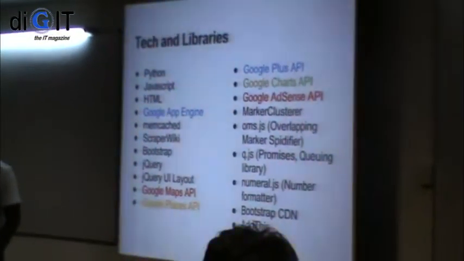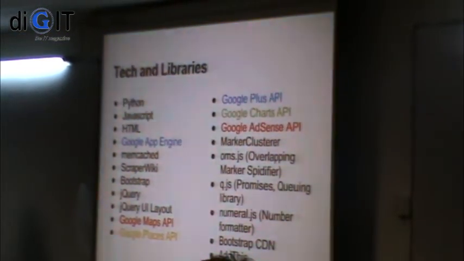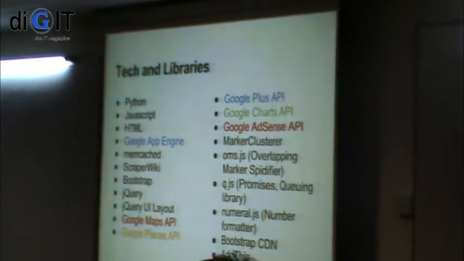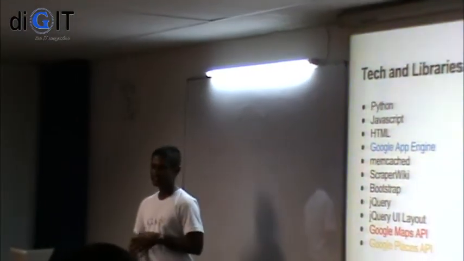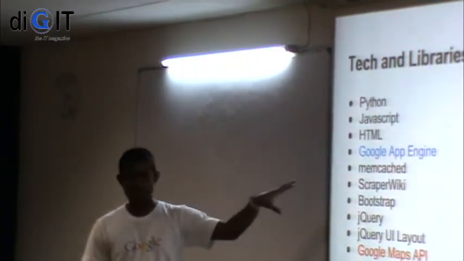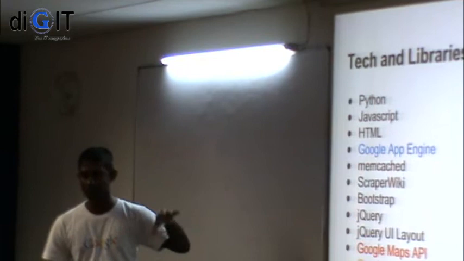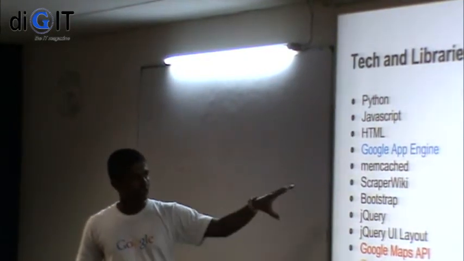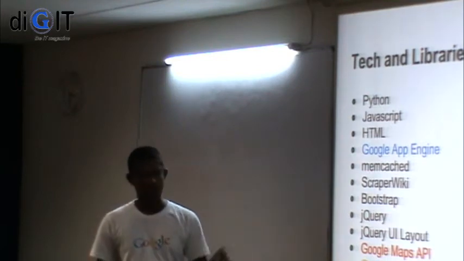So Python, JavaScript, HTML, the usual suspects for a search engine, and Google App Engine. What's interesting about Google App Engine is I used it to host the HTML for Geolanka right now. There will be more coming on Google App Engine because there's an upcoming backend to index the information, and it will be hosted on Google App Engine. And Memcache is used.